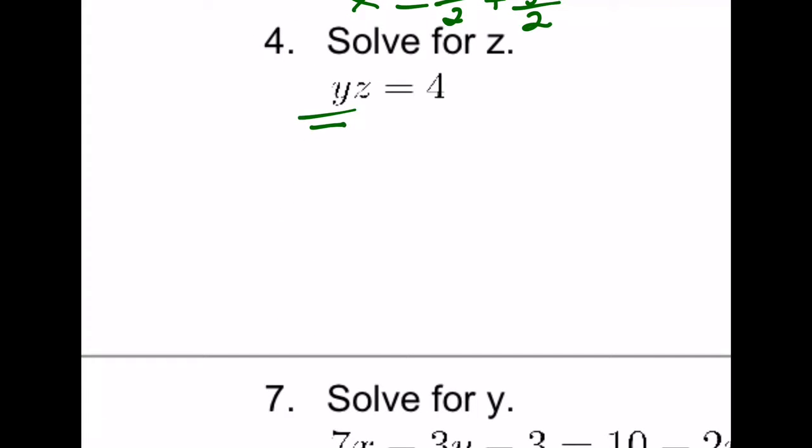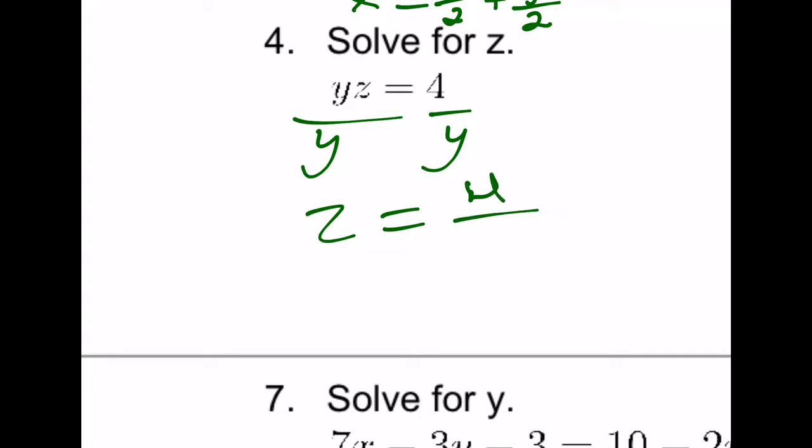Solving for z, we'll divide by y on both sides, so z is equal to 4 over y.